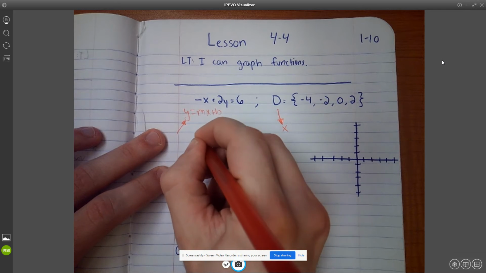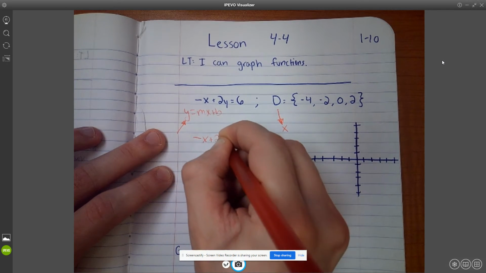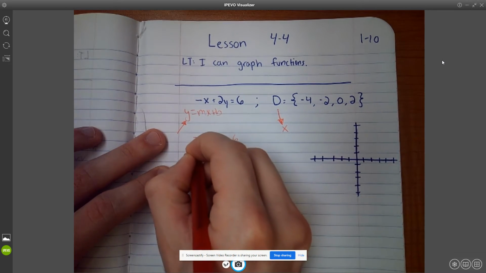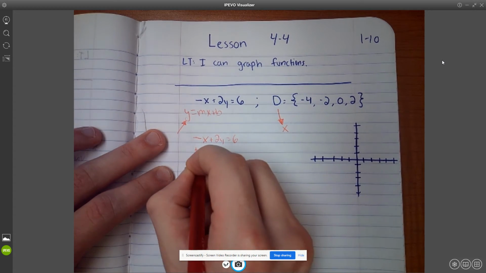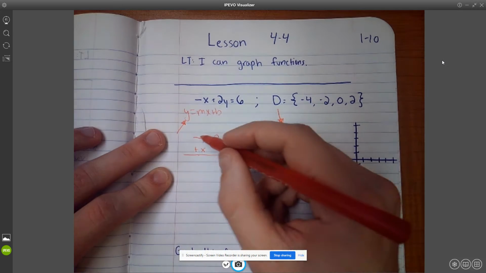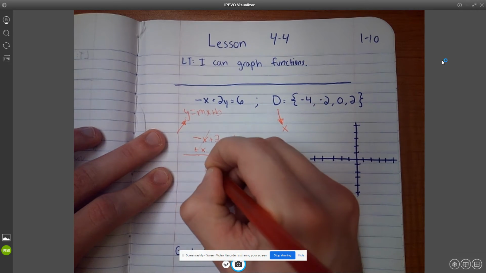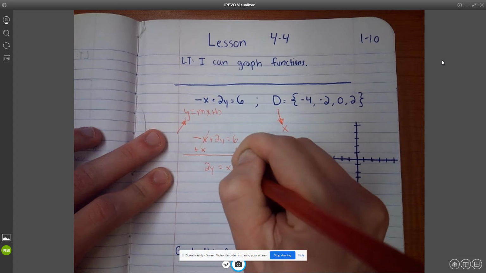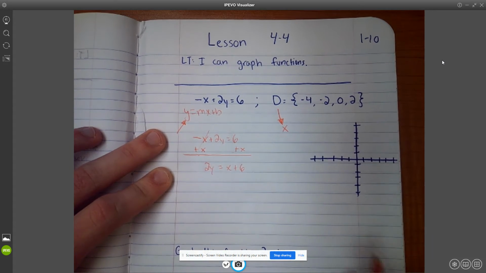So I'm going to rewrite this. Negative x plus 2 times y equals 6. We're going to add the x. We do it to one side, we have to do it to the other. Plus x. These cancel. We get 2y equals x plus 6, or 6 plus x.